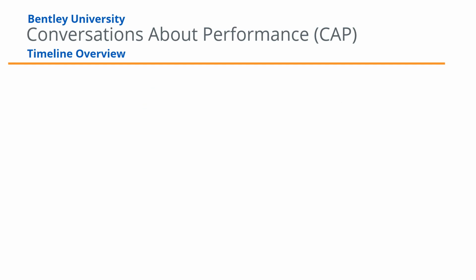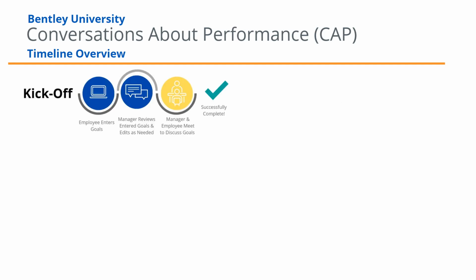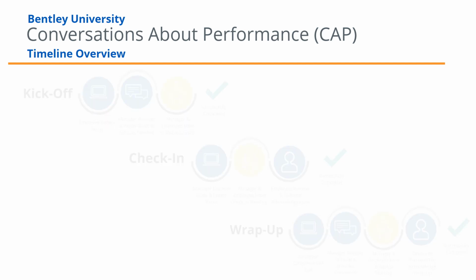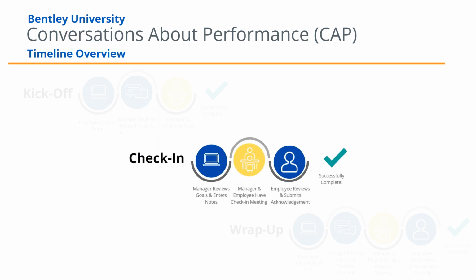Bentley University's Conversations About Performance system is a three-step approach to performance management intended to encourage ongoing dialogue between the employee and their manager. In this how-to video, we'll be covering how to complete the check-in phase of the CAP process in Workday. This simple step is the second phase in the year-long CAP cycle.